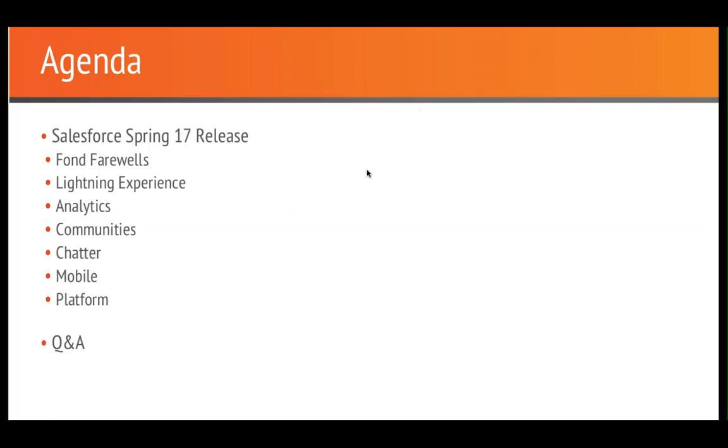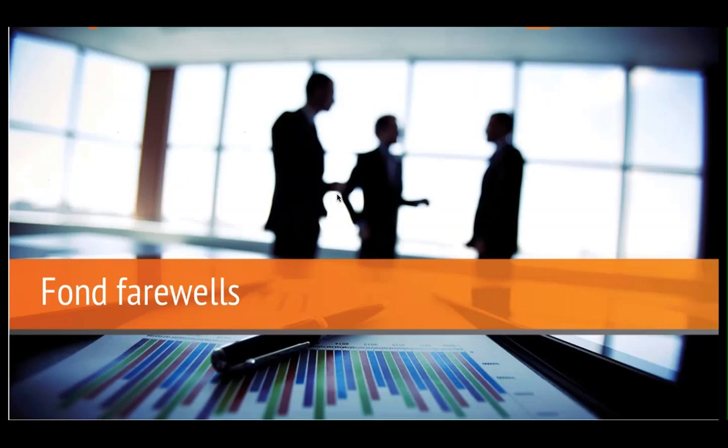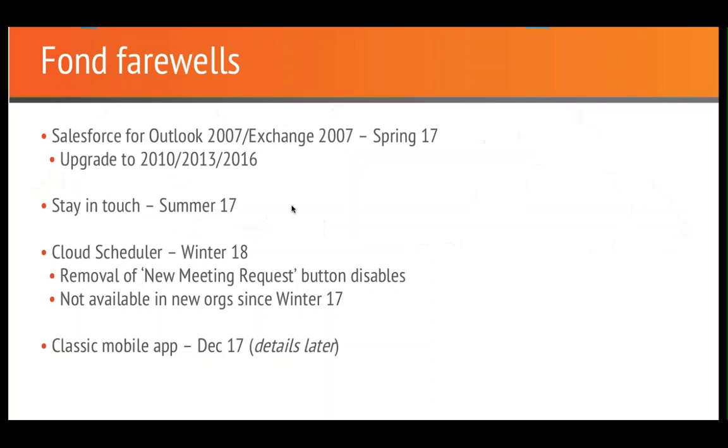It does. So the first item on our agenda is the fond farewell. We've got some features that we're waving off into the sunset. First up, support for Salesforce for Outlook 2007 and Exchange 2007 ends with the Spring 17 release. With this release that may well be live, as some of the instances went live last weekend and the rest go this weekend. So your option here is to upgrade to 2010, 2013 or 2016 version.